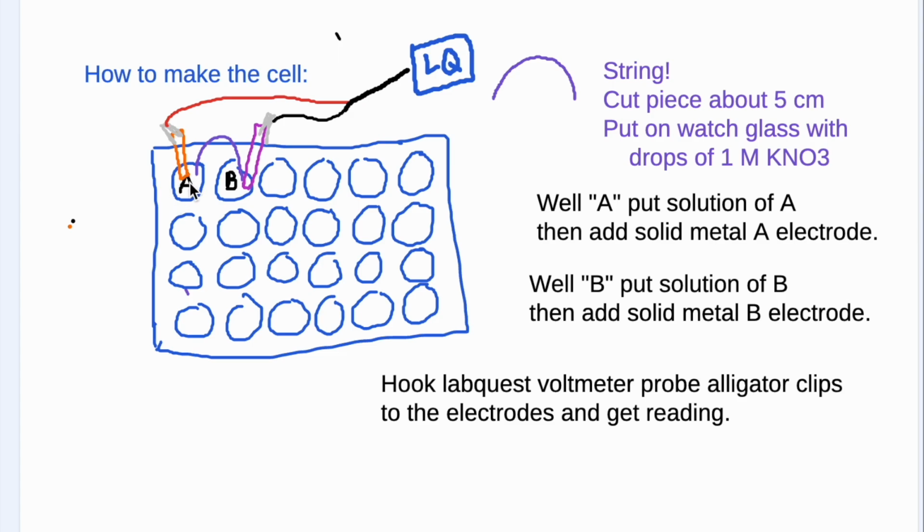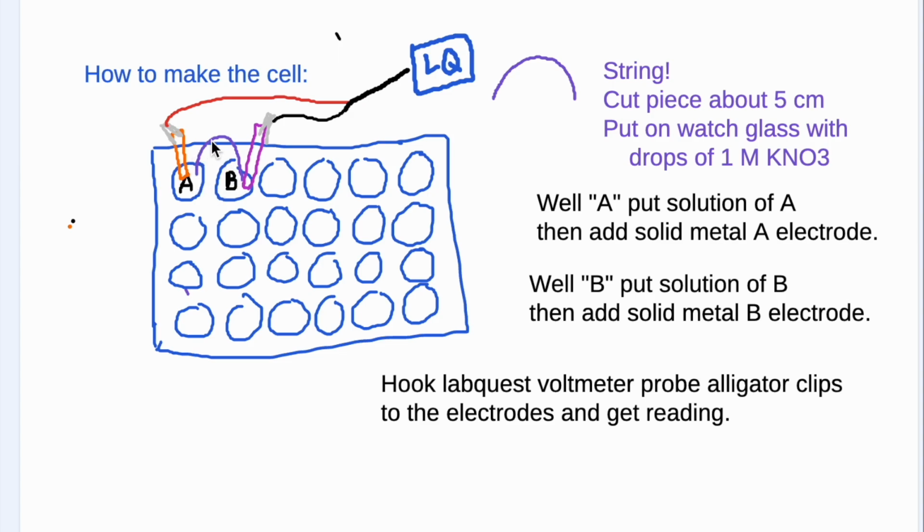And so well A will get a solution of A metal, whatever solution is labeled vial A, that has a solution of metal A ions, and you'll put that solution in there. And then you'll also have a packet of labeled plastic pockets labeled A through G, and those will have pieces of solid metal in them. And so you would have to get the matching metal, metal A, and put it in that well as well. And then the same thing for B, you would have some of the liquid solution of metal B ions put into well B, and then a solid piece of metal B into that same well.